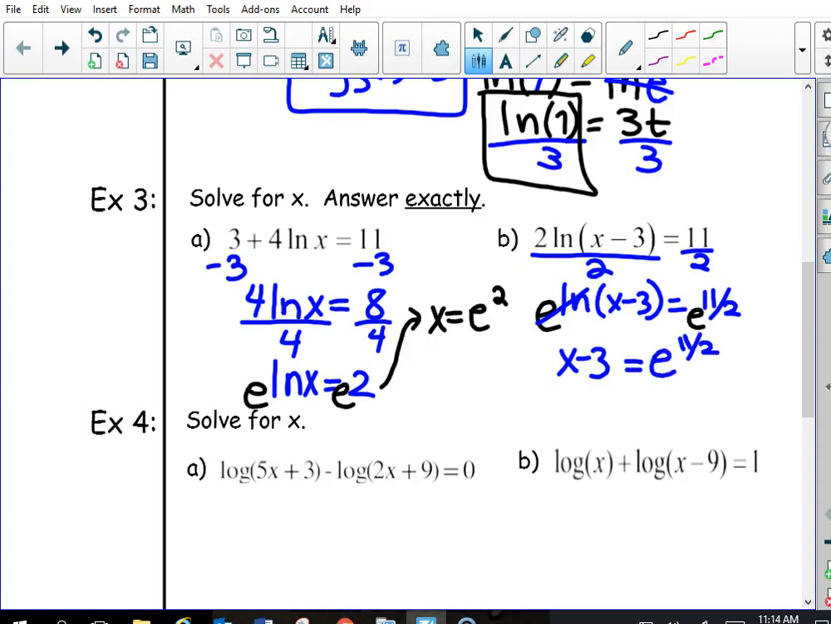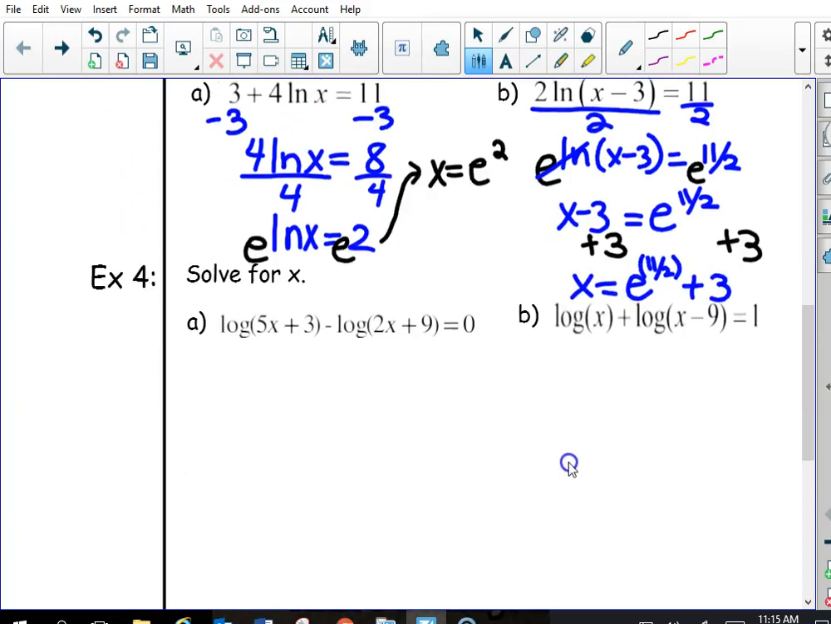Now it says exactly, but I could write that as a decimal. I could write that as 5.5. I tend to leave it as fractions. And last thing, I'm going to add 3. So the exact answer, x equals e to the 11 halves, probably want to put that in parentheses, plus 3. Actually, you don't have to. I think the way the calculator has you enter it will be all right.